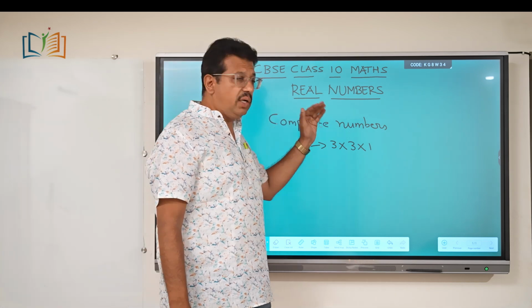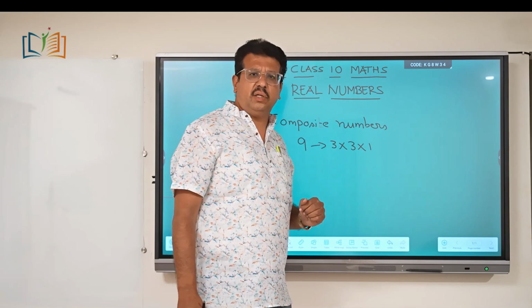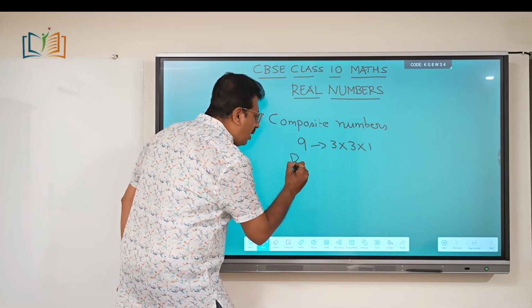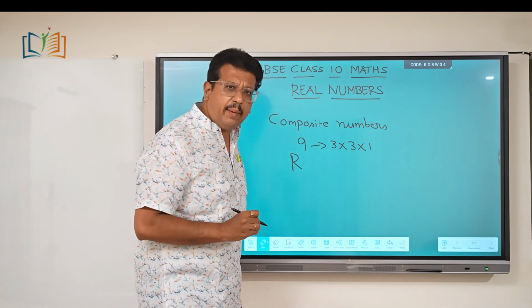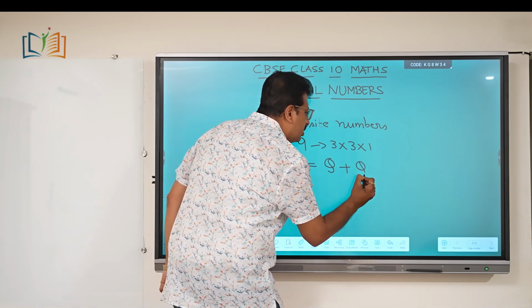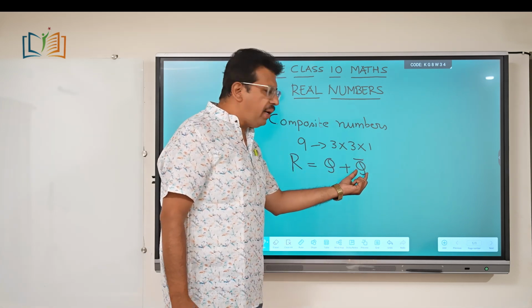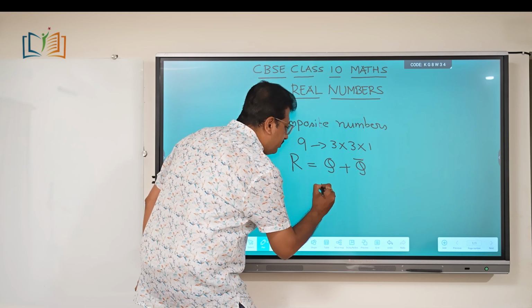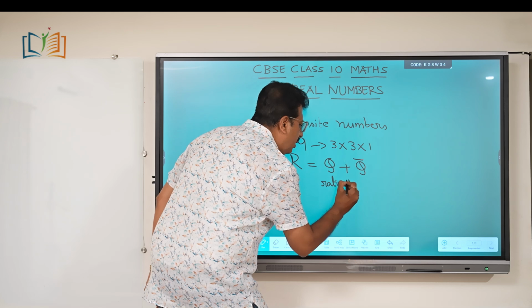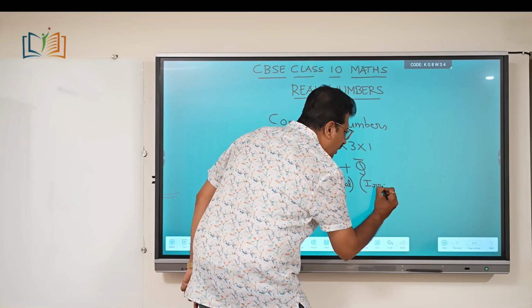Now, after knowing composite numbers and prime numbers, let us know what you mean by real numbers. That's the chapter name. Real numbers are denoted by capital R. It is nothing but the sum of rational plus irrational. Q stands for rational numbers. Q bar stands for irrational. So you can keep in your mind, Q means rational, and Q bar means irrational.